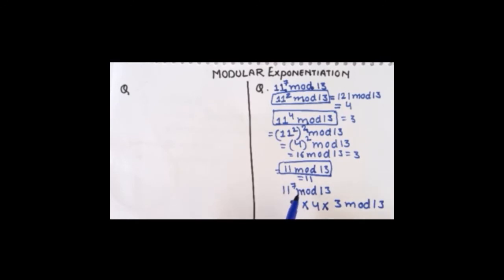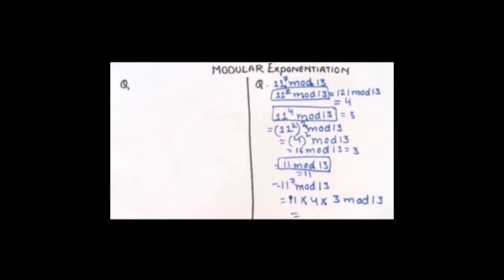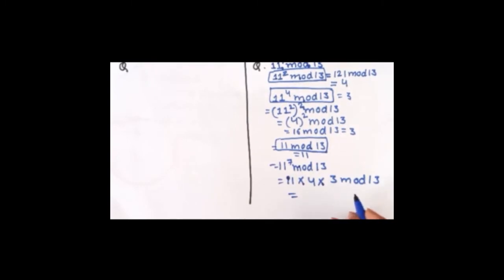When you divide 11 to the power 7 as 7 is 1 plus 2 plus 4, for 11 to the power 1 you get 11, for 11 to the power 2 you get 4, for 11 to the power 4 you get 3. So basically 11 into 4 into 3 mod 13. That is what you have to find out. 11 into 4 into 3 is basically 132. 132 mod 13.